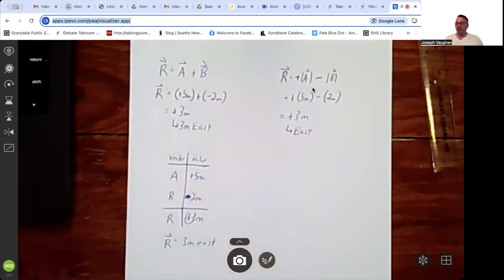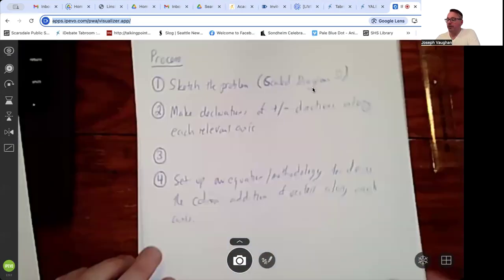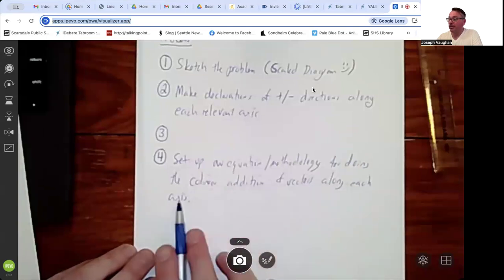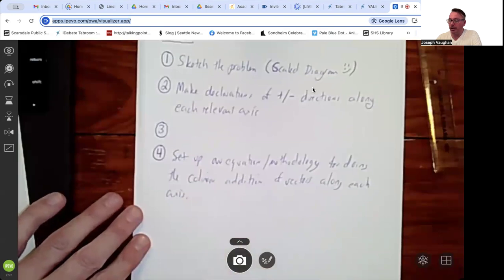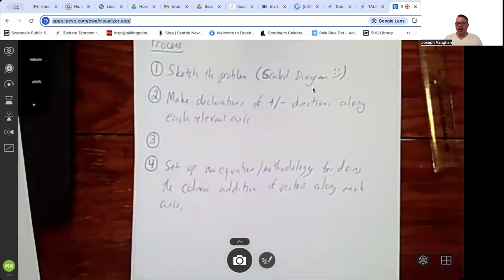Okay. So what did I do then? From here, I set the equation for doing collinear addition of each axis, and then I found the answer and reported it with units. That's going to be down here at the bottom. I'm going to leave a little bit more space because collinear vectors are super easy. When we have non-collinear vectors, that's going to be the rest of the steps that we're going to add to the process.